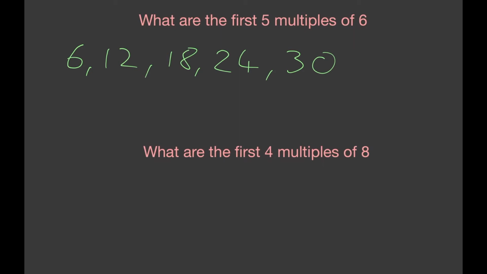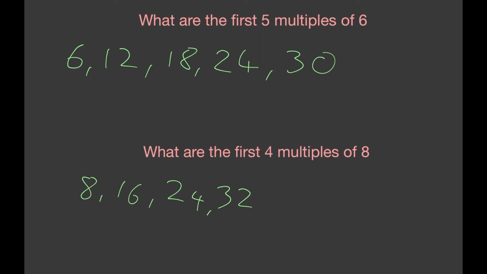What are the first 4 multiples of 8? Given what I've just mentioned about multiples, I'll give you a moment to pause the video and try this example out. Okay, if you had a chance to attempt that, we can go through that together now. The first 4 multiples of 8 would be the first 4 numbers in the 8 times table. So we will have 8, 16, 24, and 32 as our first 4 multiples of 8.